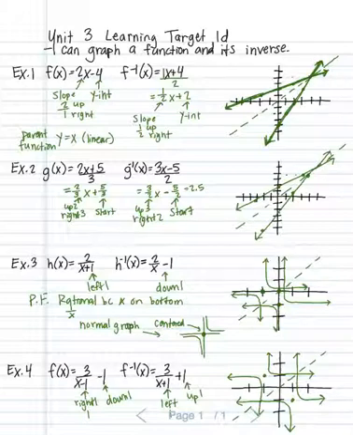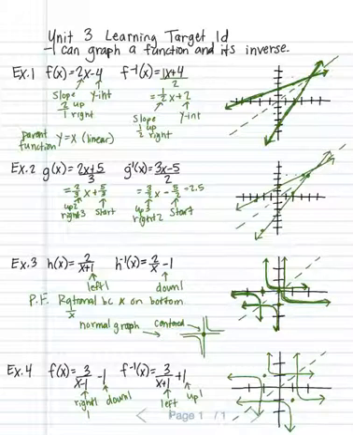Same idea with like example 3. We've got this piece and this piece. And if we flipped them over that line, it'd be this piece and this piece. Same thing up on this end of things. We've got these two pieces. If we could pick the graph up and fold it over that line, we'd get these two pieces.